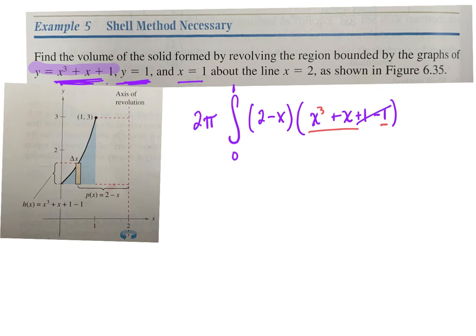Obviously my ones cancel, right, when I simplify this. And then I do have to FOIL here. I do have to FOIL. So I'm going to say 2 times my x squared, 2 times my x, negative x times x squared, and negative x times x. dx. So I'm going to take my antiderivative here.